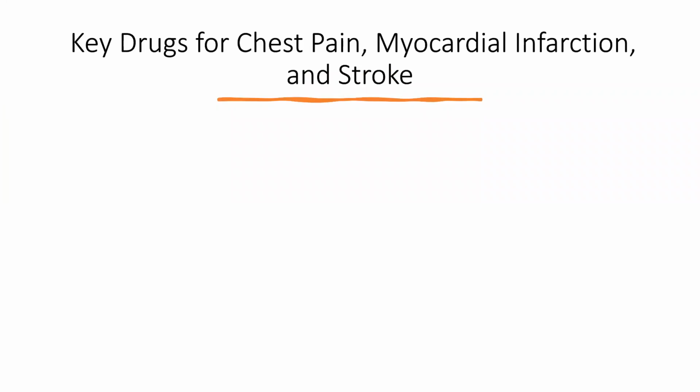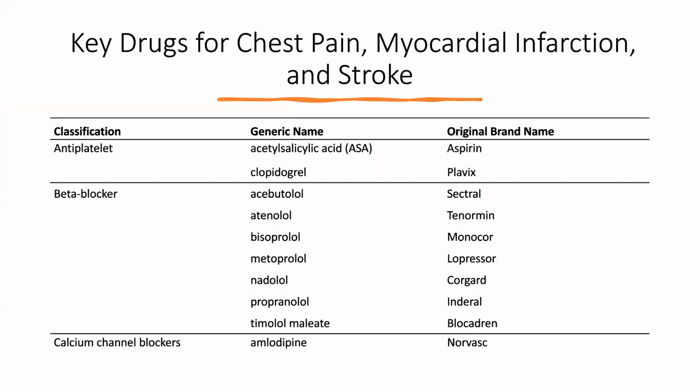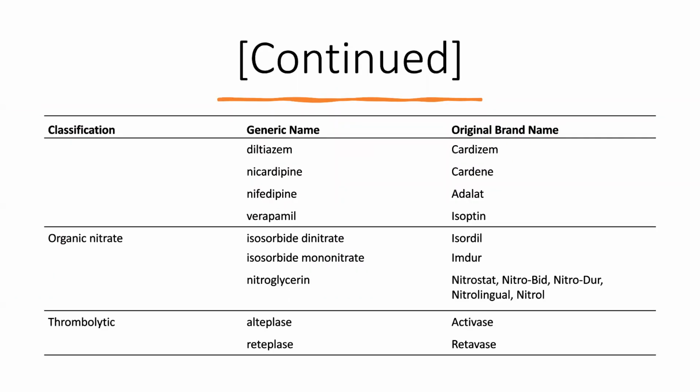What are the key drugs for all this? The ones that we studied: chest pain, myocardial infarction, and the stroke. Antiplatelets, acetylsalicylic acid and clopidogrel, which is aspirin and Plavix. Beta blockers: acebutolol, atenolol, bisoprolol, metoprolol, nadolol, propranolol, timolol, all ending with lol. Calcium channel blockers, the common one is amlodipine, Norvasc, and diltiazem, nicardipine, nifedipine, verapamil.